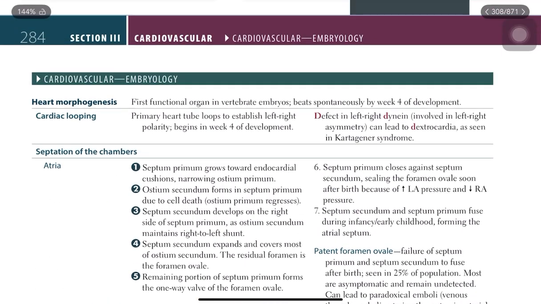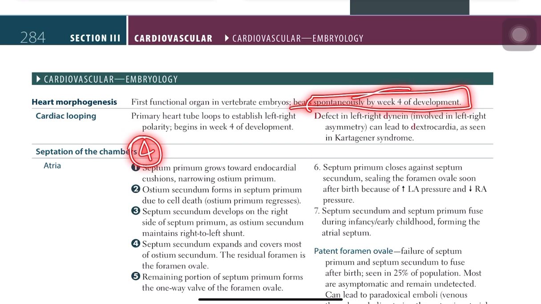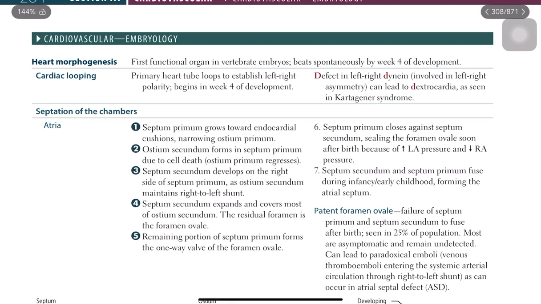Now coming to the formation of the atria and the formation of the ventricles, so that we will be done with the embryology. First, see, your heart has 4 chambers, and it beats spontaneously by the week of 4. Then you have cardiac looping. What do you mean by cardiac looping?